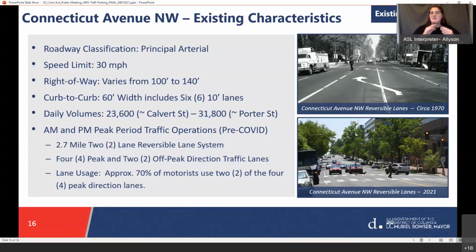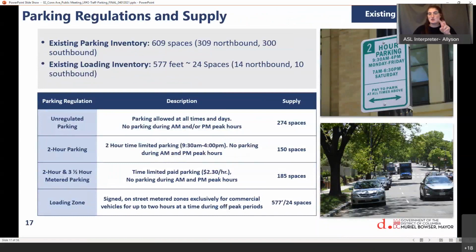In terms of parking regulations and supply, we have about 609 parking spaces in this 2.7 mile corridor. About half of those spaces are unregulated. That means parking is allowed at all times of the day, and no parking would be allowed in the AM and the PM peak hours. The other half of the spaces are regulated. They're either 2 hour parking spaces or 2 hour or 3.5 metered parking spaces. We have 24 loading spaces in the corridor.